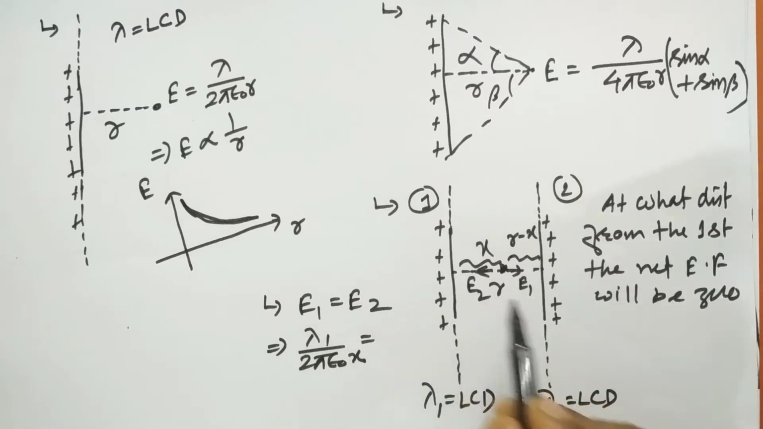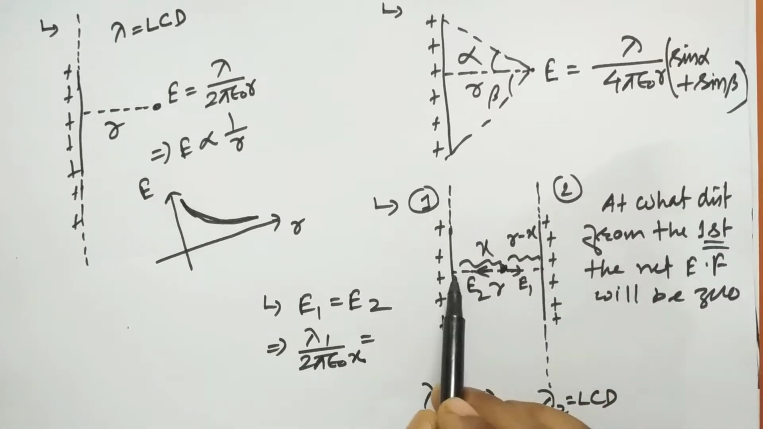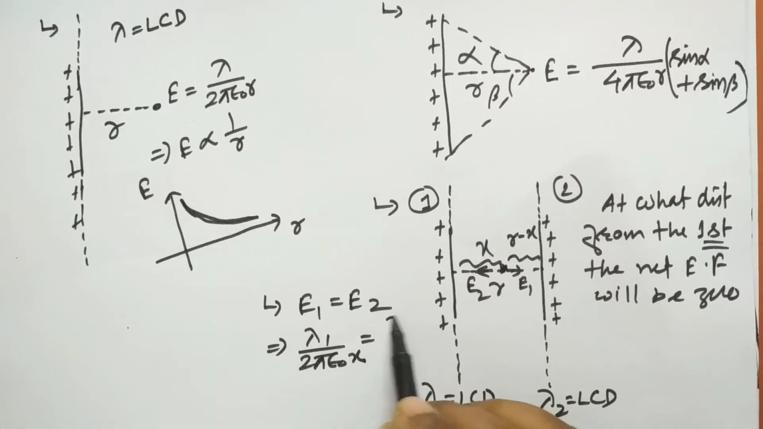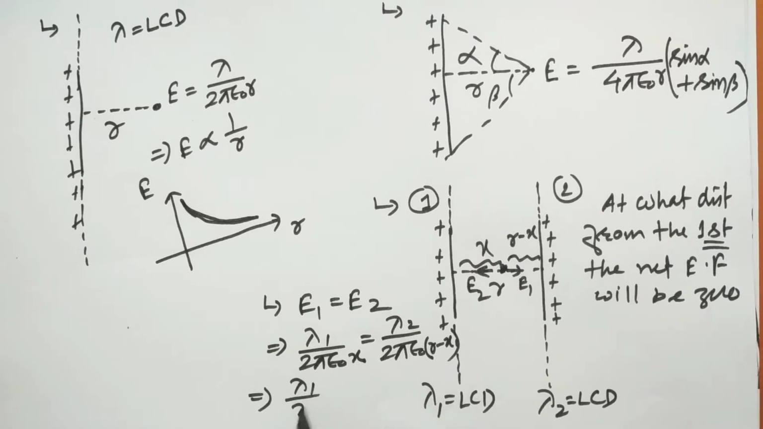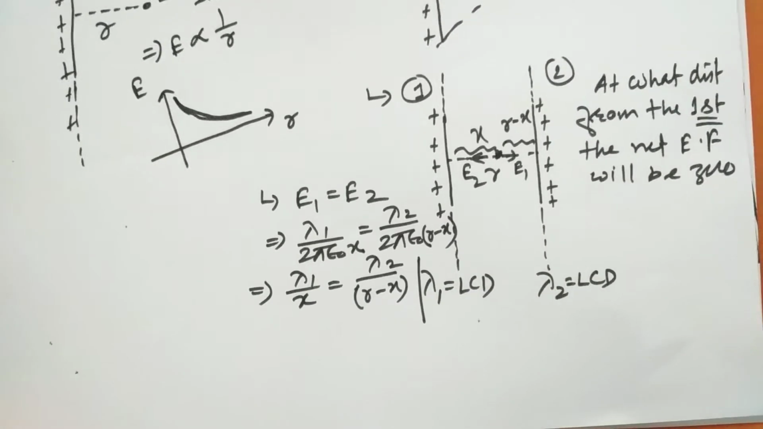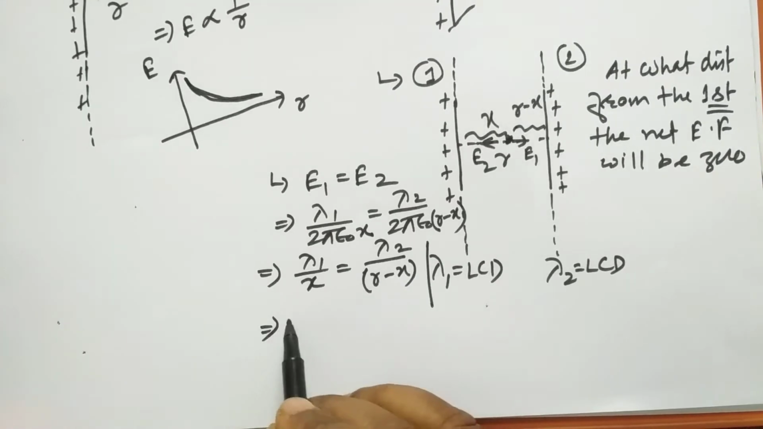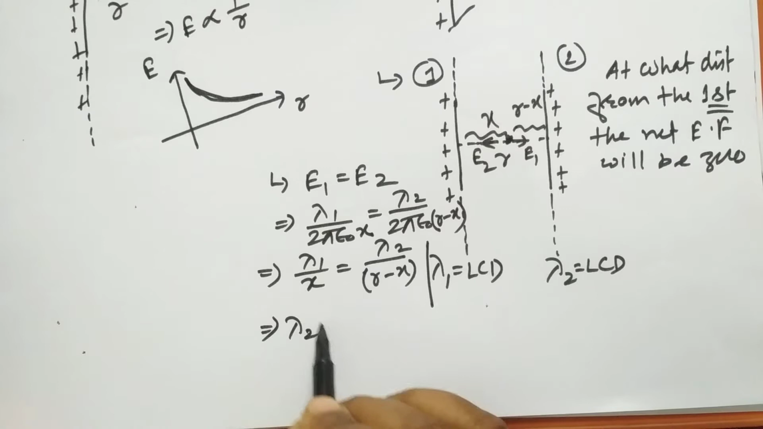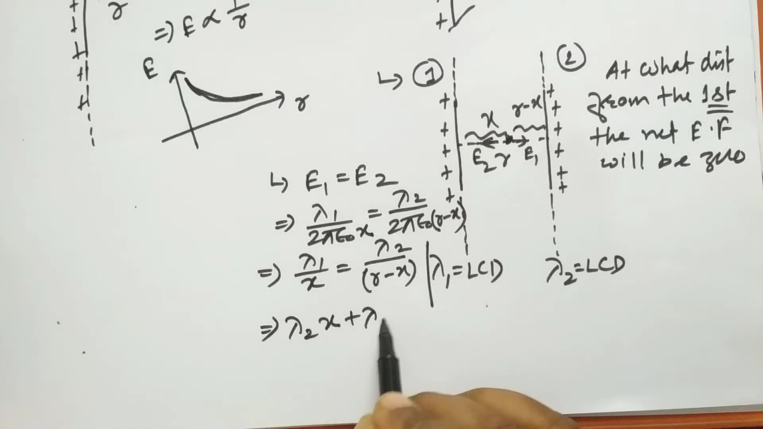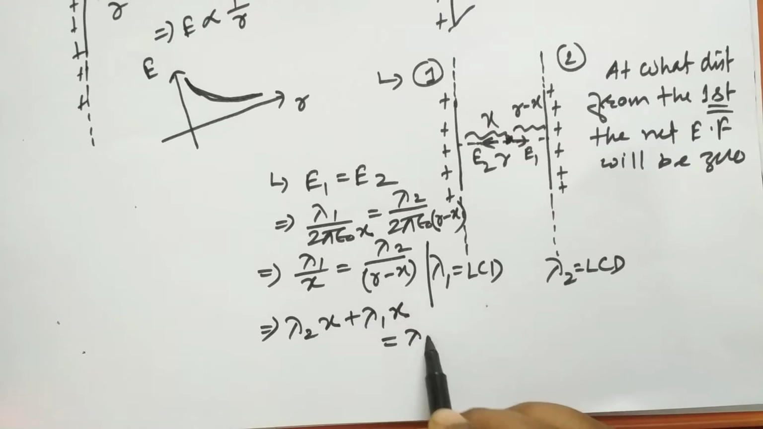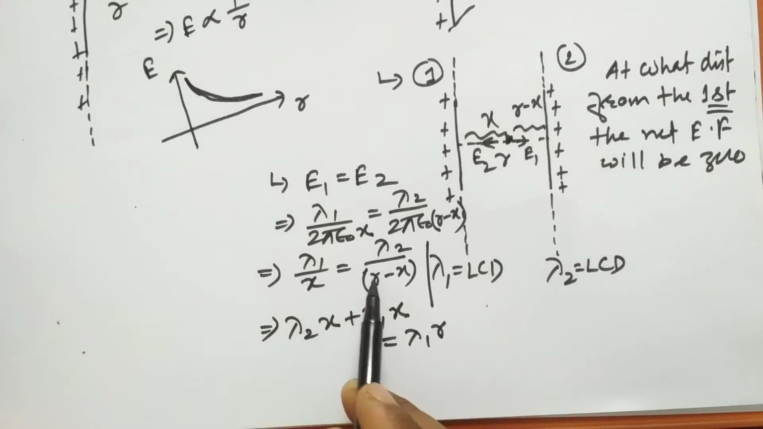I have to get the value of x, at what distance from the first. E2 is nothing but lambda 2 divided by twice pi epsilon naught into r minus x. So you'll get lambda 1 by x is equal to lambda 2 divided by r minus x. If you go for cross multiplication, lambda 2 into x plus lambda 1 into x is equal to lambda 1 into r. Lambda 1 into r minus lambda 1 into x, the x term comes to this side.